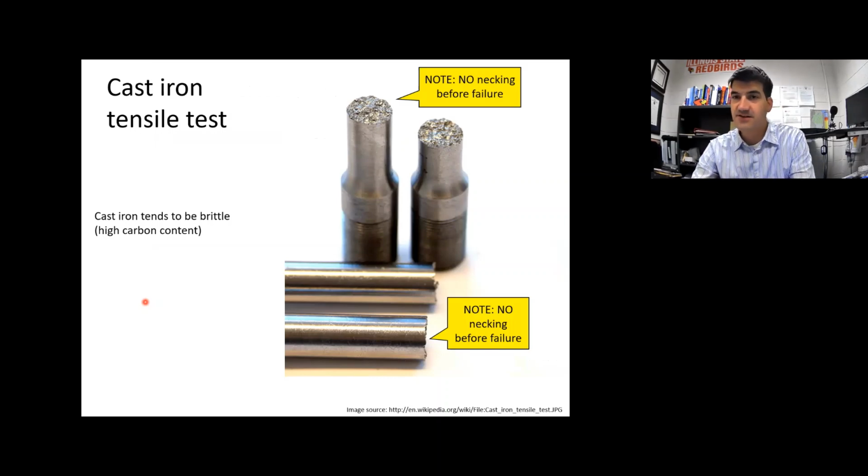But cast iron tends to be quite brittle, and when you do a tensile test on a brittle material, you don't see very much necking. So if you look at this specimen right here, you don't see a reduction in cross-sectional area. It's pretty much just the same where it failed. So that is a characterization of brittle materials.